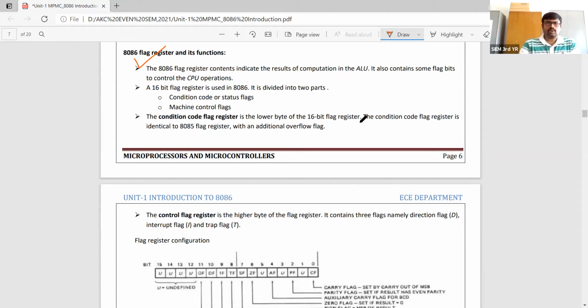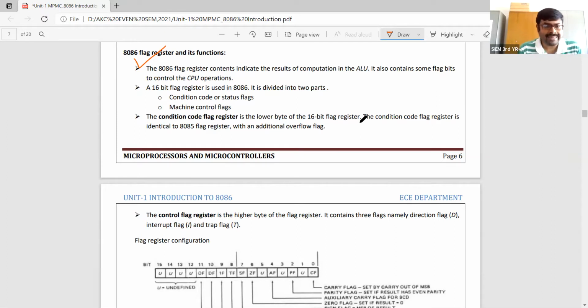It also contains some flag bits to control the CPU operation. So it can also control, that is, the flag register content will indicate the status of the results of computation of the arithmetic logic unit. That is true, but one additional task is there. What is the additional task? The additional task is that it also contains some flag bits to control the CPU operation.